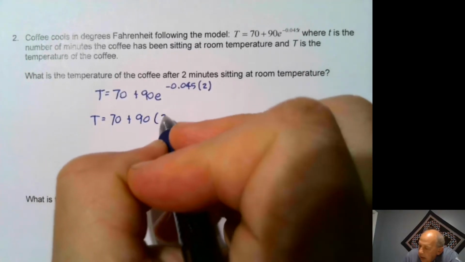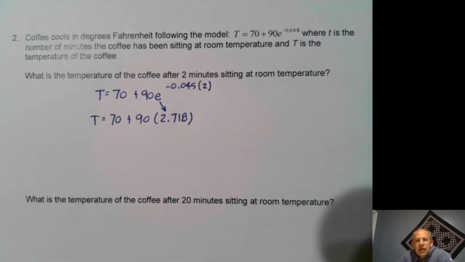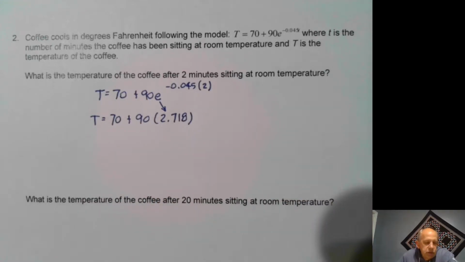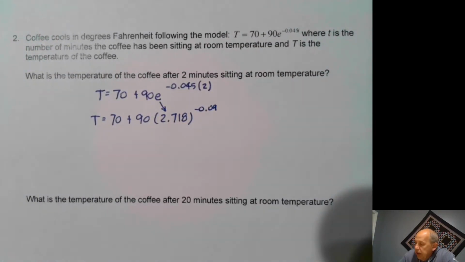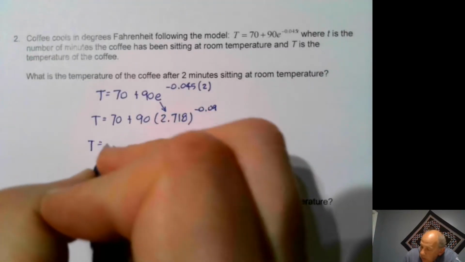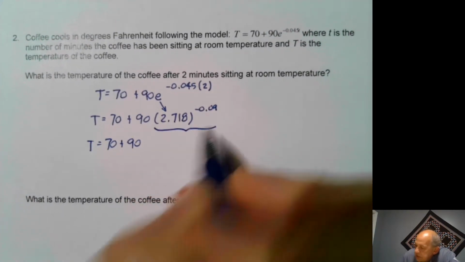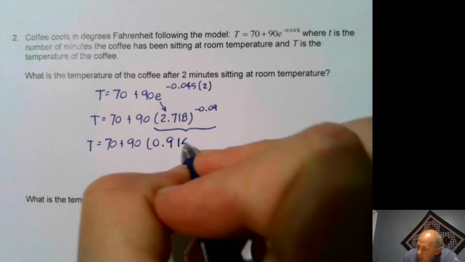I'm going to do a lot of copying here, starting with my model. My e is that constant 2.718. That's always going to be the case. I'm going to raise that value to the negative 0.045 times 2 power, negative 0.9 power. A lot more copying. I'm going to raise 2.718 to the negative 0.09 power. That's going to give me 0.914.